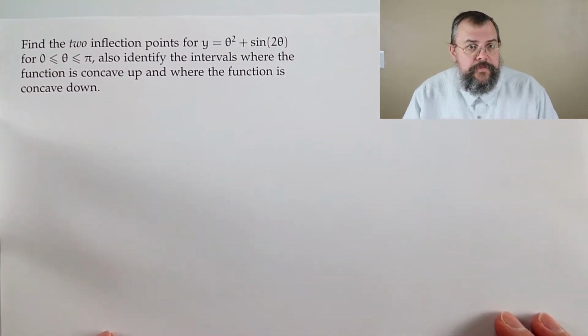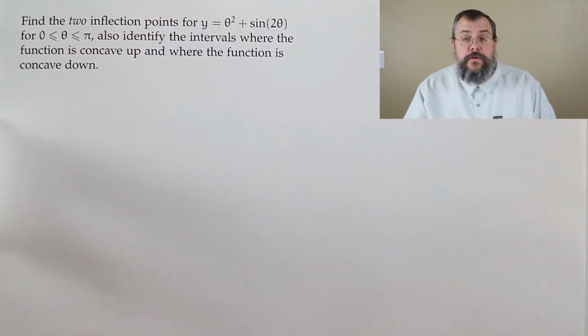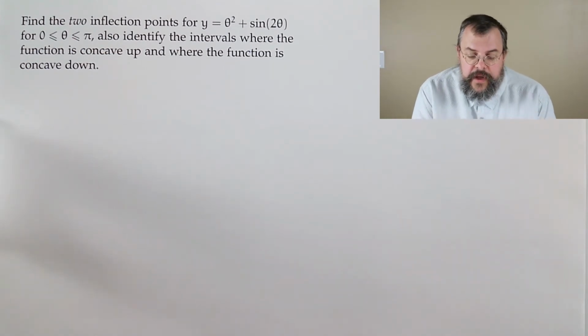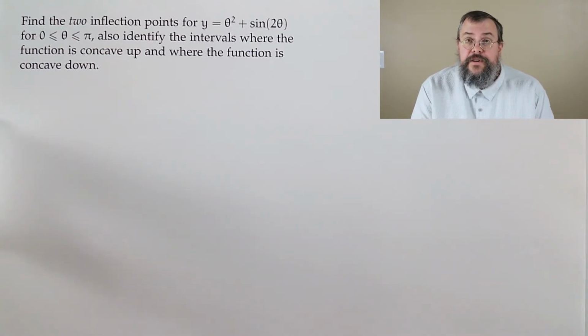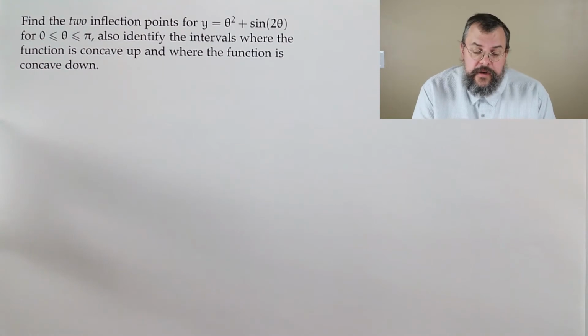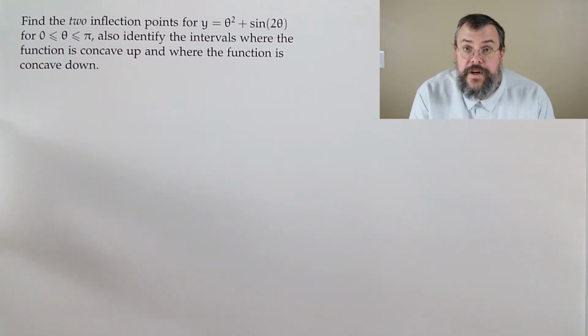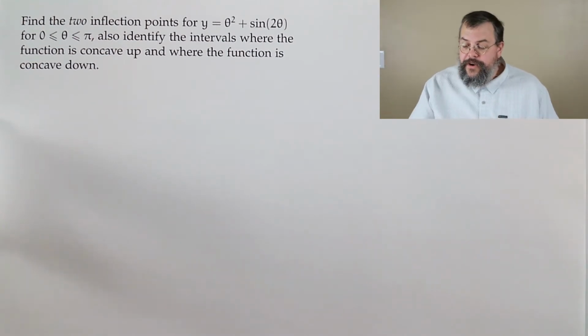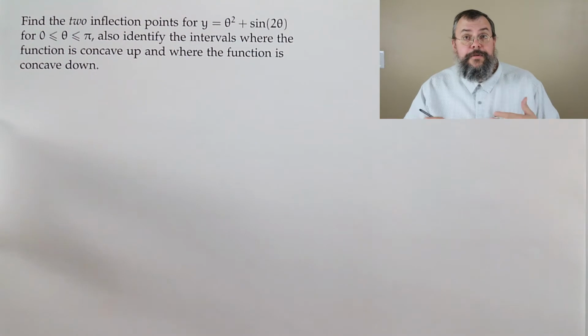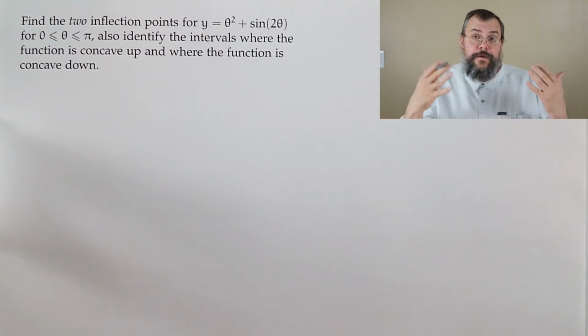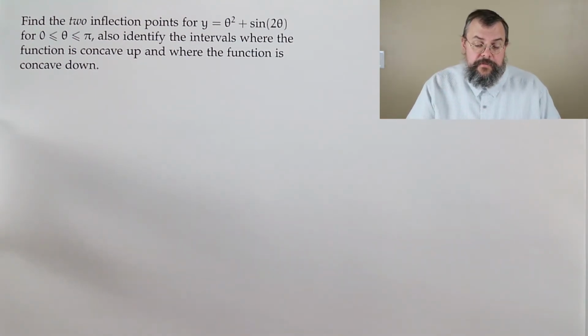Next problem. Find the two, there's two of them, inflection points for the function theta squared plus sine of 2 theta, where theta goes from 0 to pi. Also identify the intervals where the function is concave up and where the function is concave down. Okay, so again, we see inflection points. We know we're going to be doing second derivative.